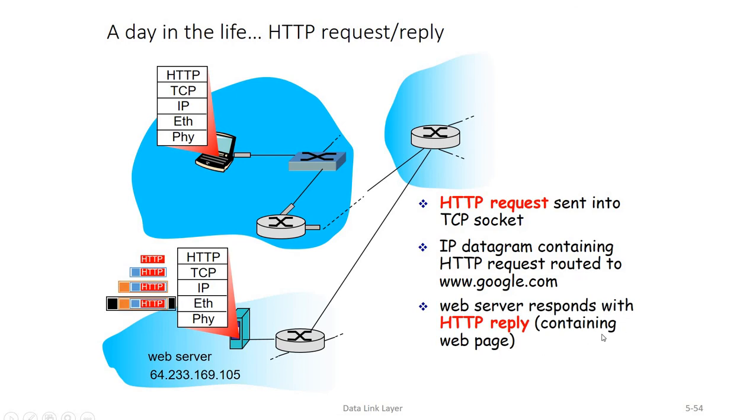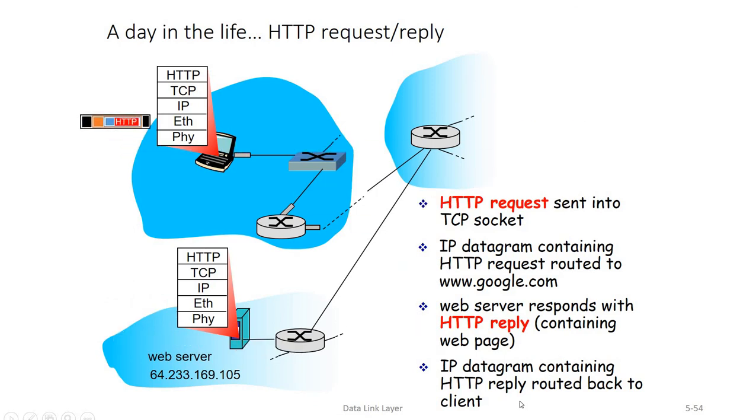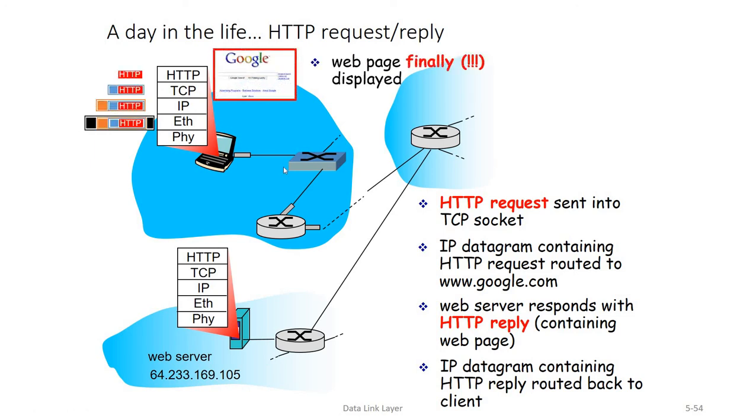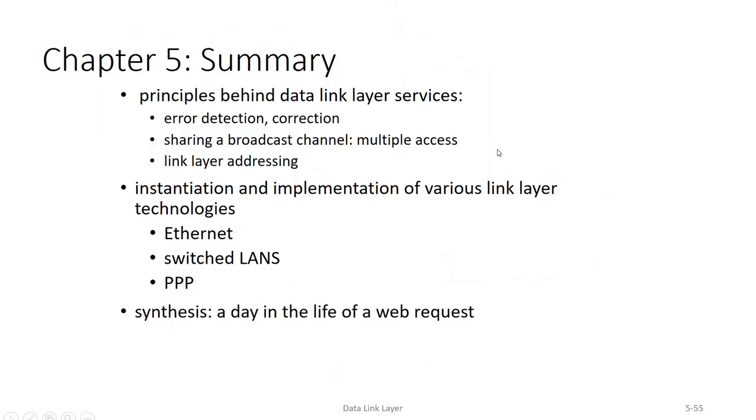The web server responds with a reply containing the page. Then the IP datagram containing the reply is routed back to the client. And by this, finally, we can display our web page in the browser. Imagine all that happens when we just write www something. It is quite a number of steps, but they happen in no time.